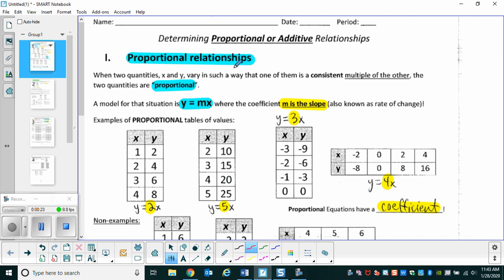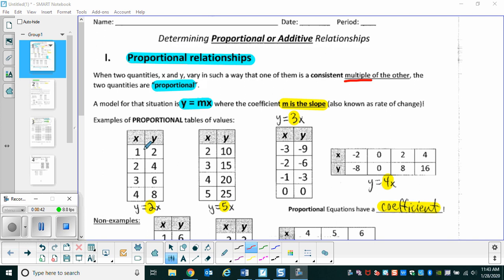A friendly reminder that when your two quantities, the x and y, vary in such a way that one of them is a consistent multiple of the other, that's when you're dealing with proportional. Your equations are going to have a coefficient, and that coefficient m is going to be called the slope, also known as the rate of change when you're dealing with a real life scenario.